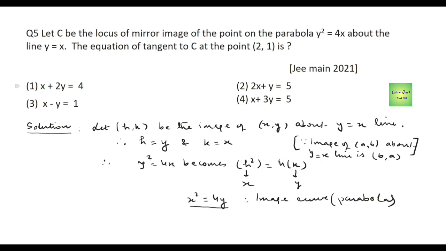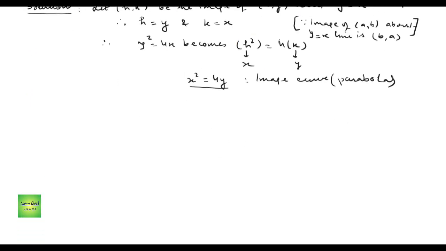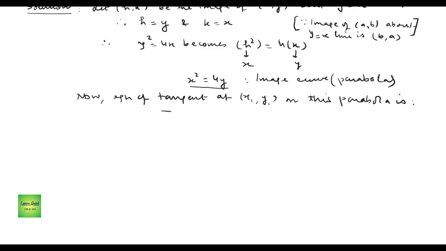Right? As shown in the question. Now the next task is to find the equation of tangent at the point (2, 1) on this curve. So the equation of the tangent can be found simply by putting capital T equal to 0. If (x1, y1) is the point lying on the curve, T equal to 0 gives you the equation of the tangent. That will be x x1 minus 2 times (y plus y1) equals 0.